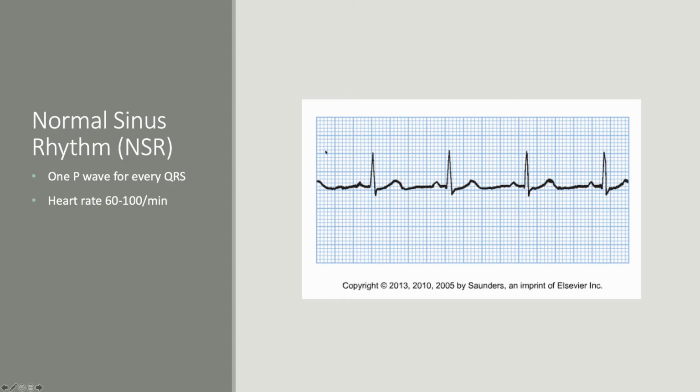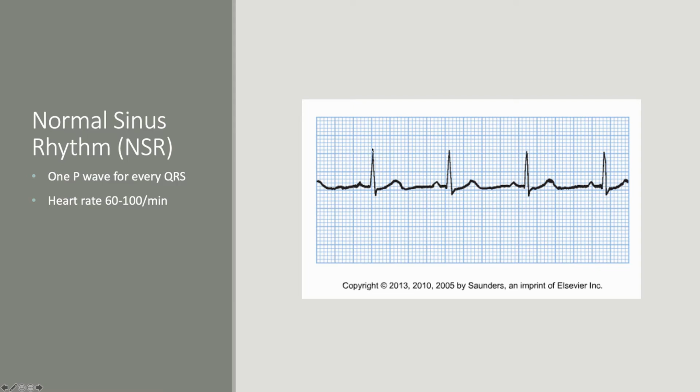We have a P wave for every QRS complex. P wave, QRS, P wave, QRS, P wave, QRS, P wave, QRS. See, I told you. So that's part of it. The second part of it is the heart rate has to be between 60 and 100 beats per minute. I can look at this and tell you that the heart rate is, watch this, this is kind of cool.